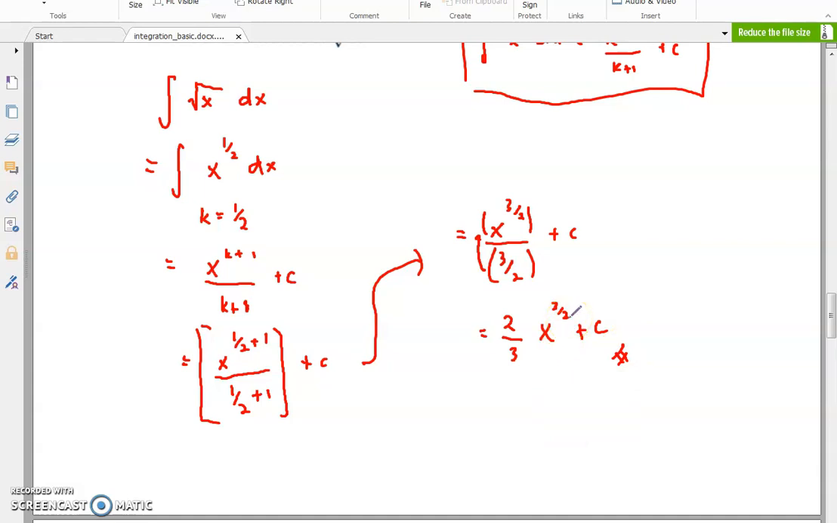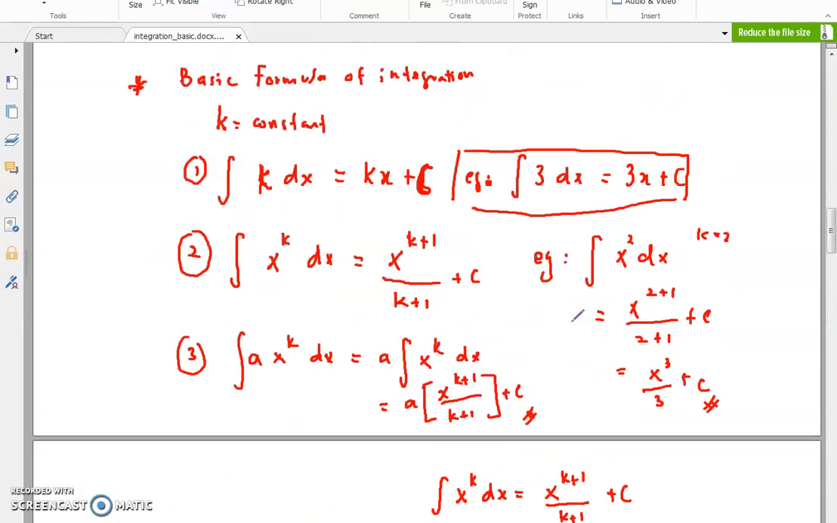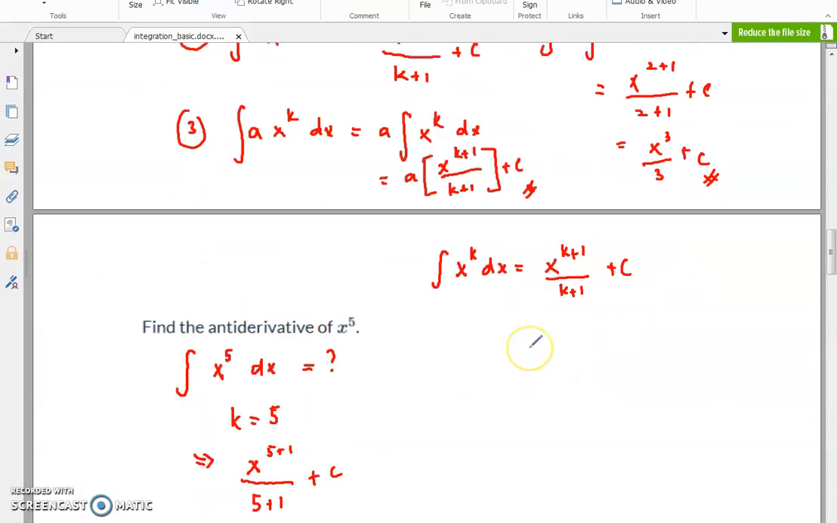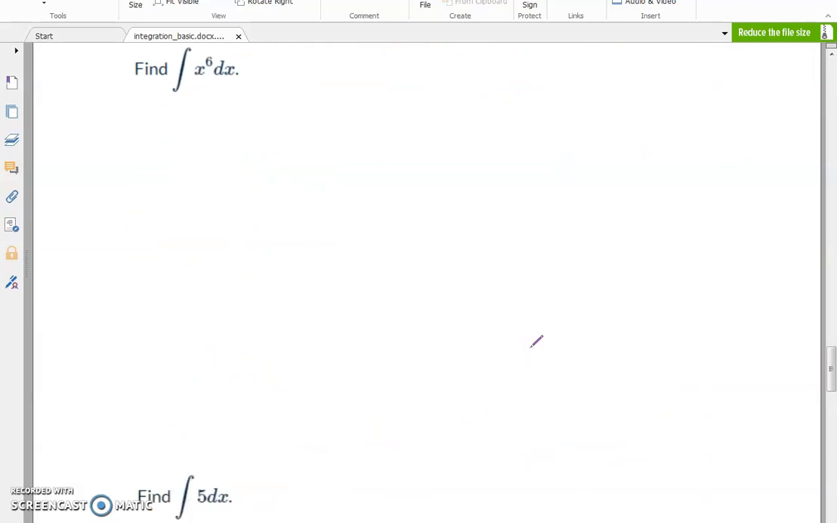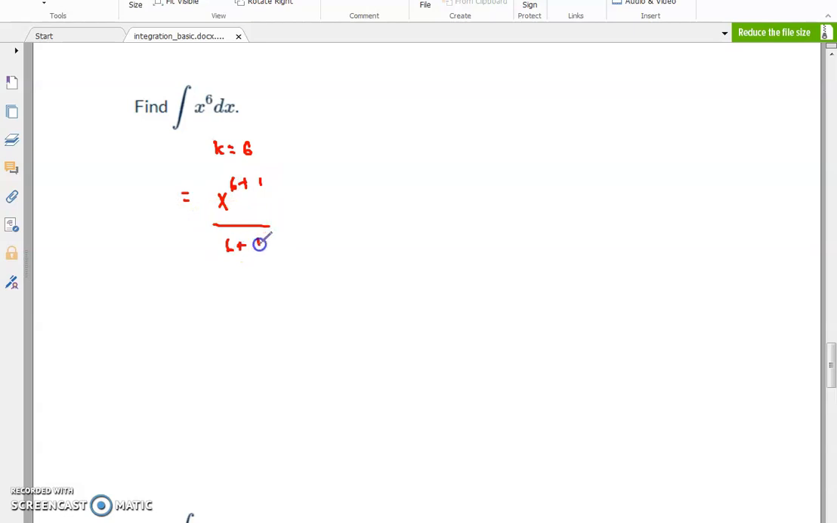Okay, this is the way on how you deal with the antiderivative by using the second formula here. Okay, we have another question here, which is how to integrate x to the power of 6. Basically we just need to implement the same formula again and again, where here the value of k is equal to 6. So immediately you can use here, the answer is supposed to be x^(6+1)/(6+1) + c. So you are going to get here x to the power of 7 over 7 plus c.